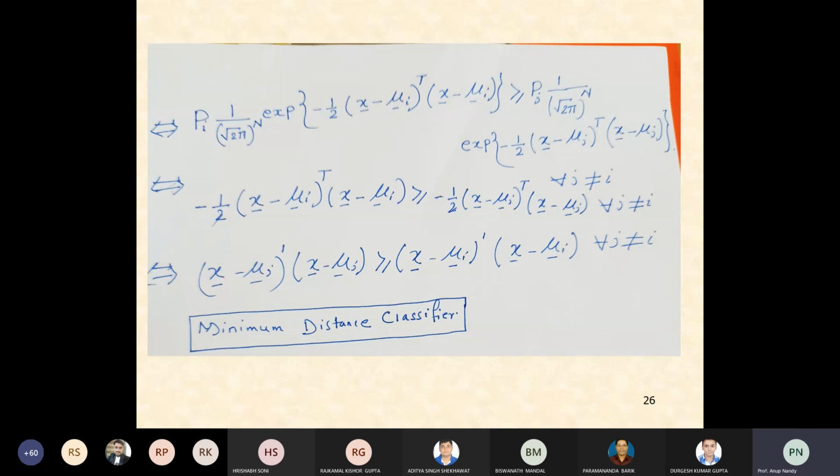It may be a city block distance. It may be a chessboard distance, and so on. So it is a generalized way of derivation for the distance based classifier.